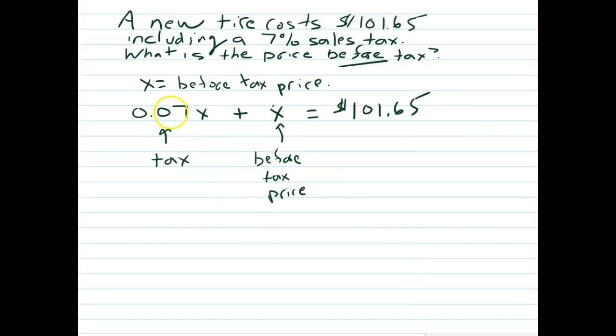I now have an algebra problem. I have 0.07x plus x. I can combine those two terms into 1.07x because those are like terms. 1x plus 0.07x is 1.07x, and that's equal to $101.65. Well, to solve for x, I'm going to divide both sides by 1.07.